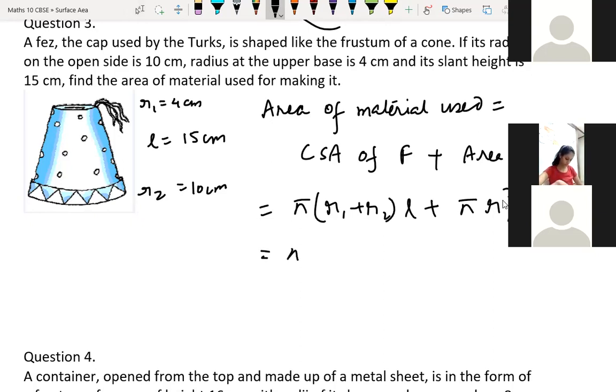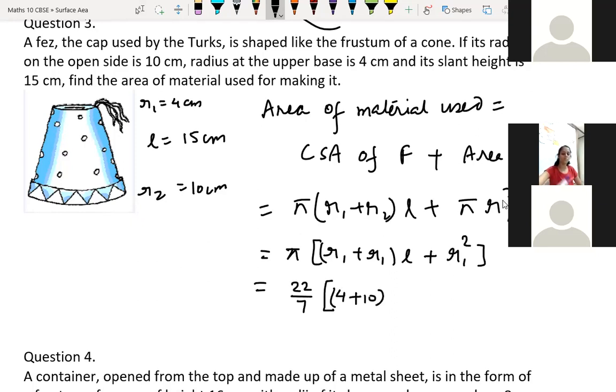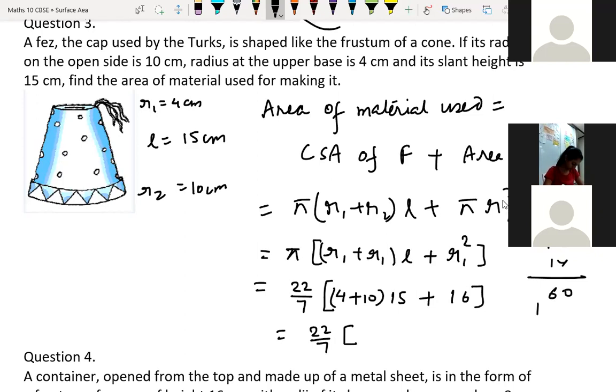So CSA of frustum is pi (r1 plus r2) into L plus pi r1 square. So pi you take common. We can write here (r1 plus r2) into L plus r1 square. 22 by 7, r1 plus r2, that is 4 plus 10, into L, that is 15, plus r1 square, that is 16. So 22 by 7 into 14 and 15. 15 into 14 is what? 210, right?